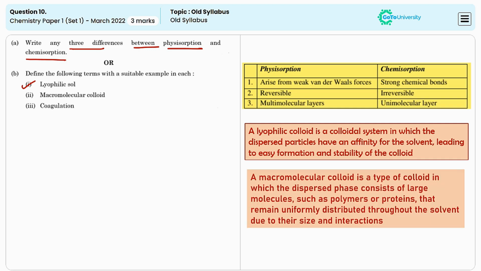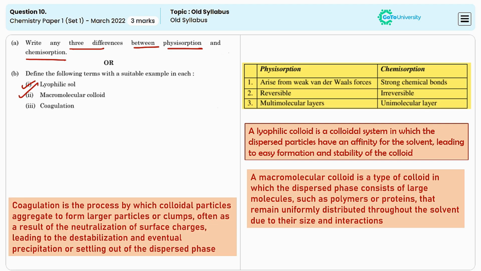Next one is macromolecular colloid. Macromolecular colloids are a type of colloidal system where the dispersed particles are large molecules or macromolecules, typically with a molecular weight greater than 10,000 Daltons. These macromolecules can form colloids due to their size and their ability to interact with the dispersion medium.